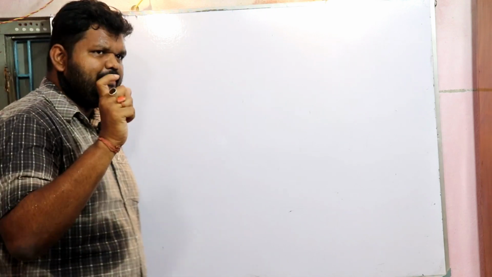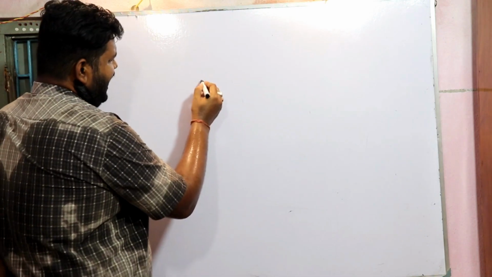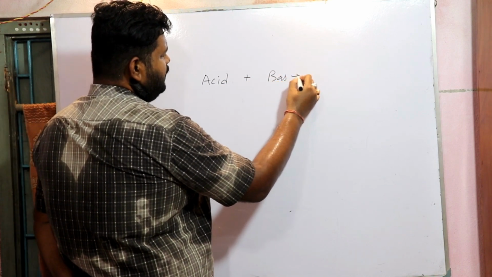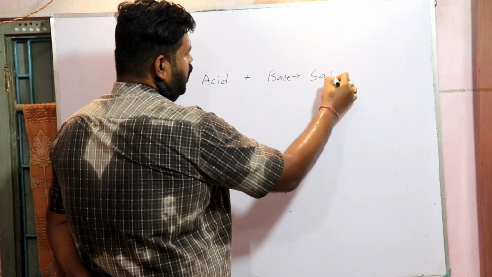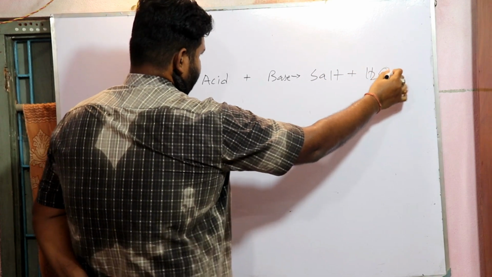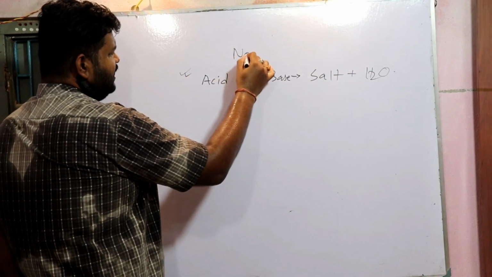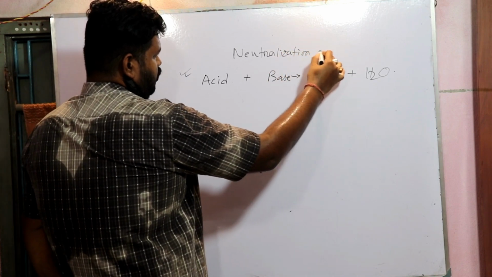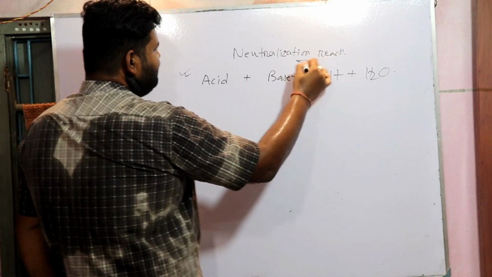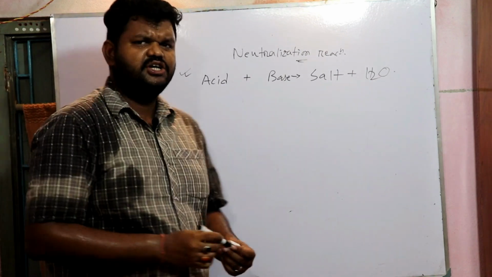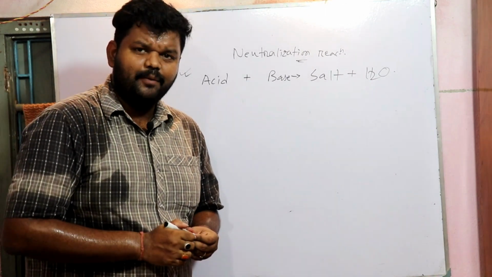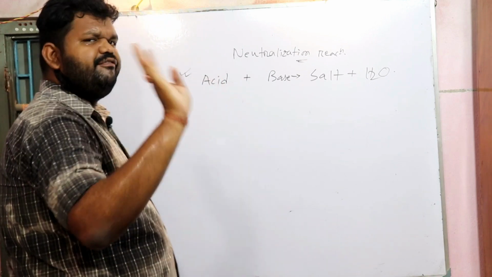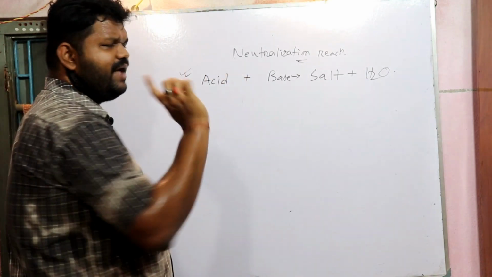So this is a type of reaction when acid is reacting with base, it will produce some salt and water. This reaction is known as neutralization reaction. Okay. So in the previous class, we have discussed strong acid, strong base, weak acid, weak base. So 4 different types of neutralization reaction will be there.